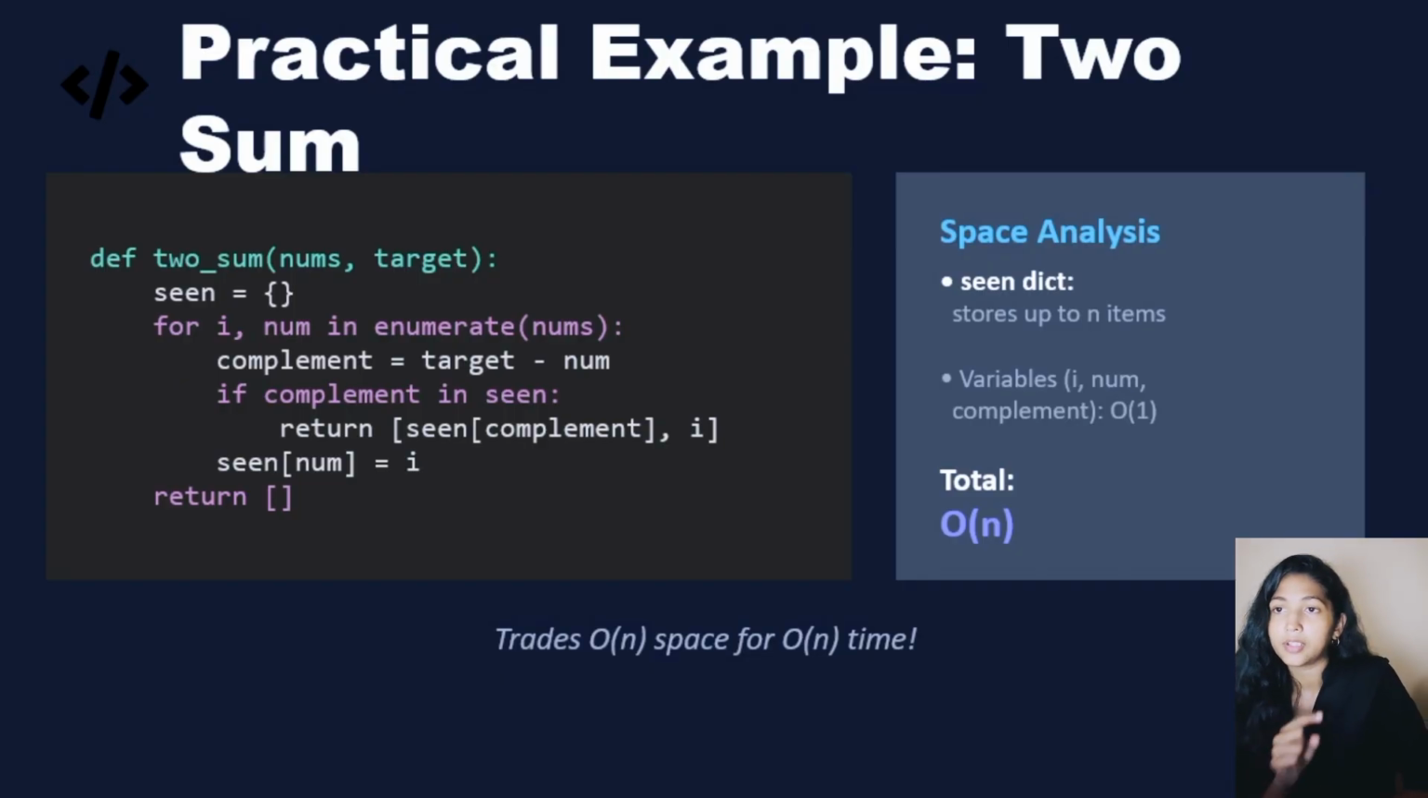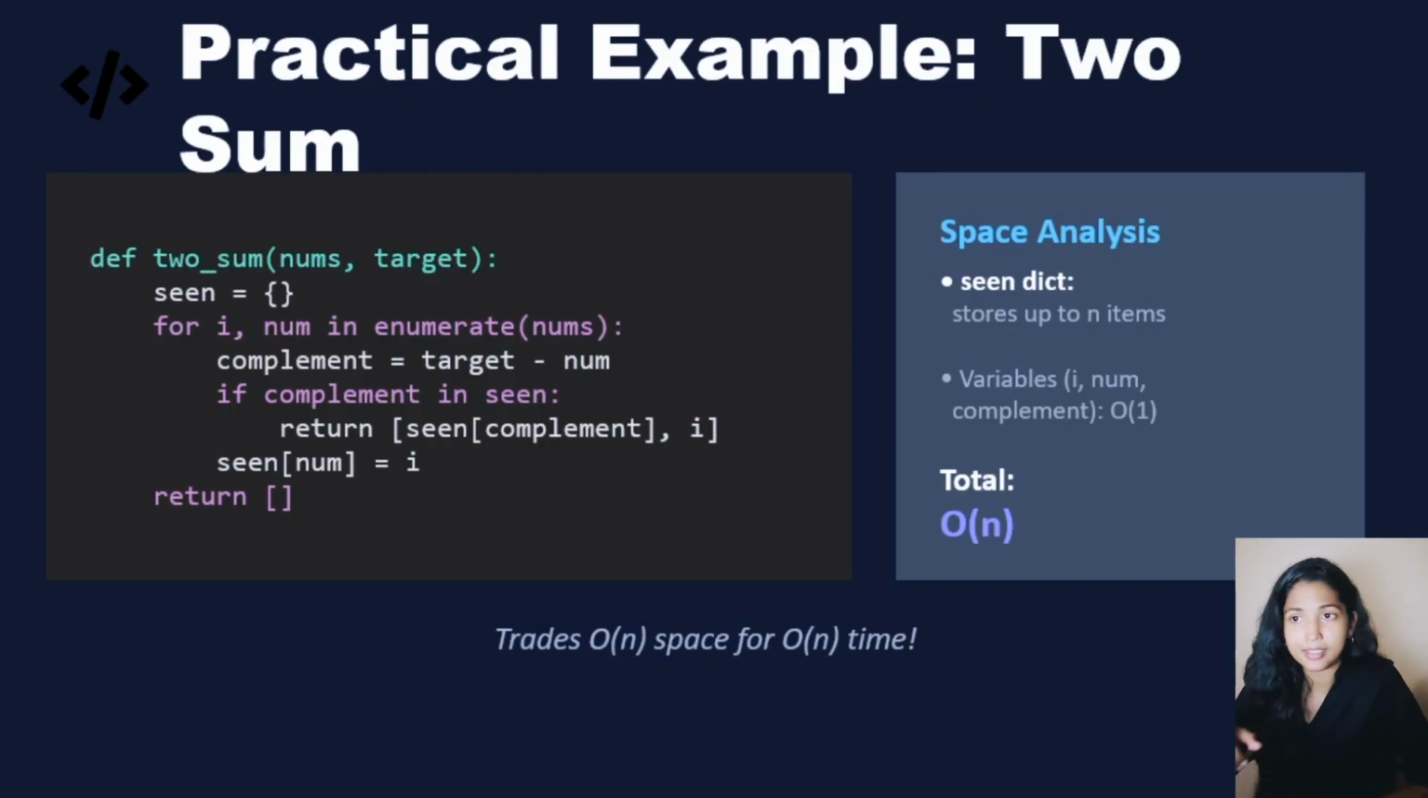seen[num] = i. If we didn't find the partner yet, we put the current number into our memory so that a number later in the list can potentially match with it. We'll explain why this is better. If we use two for loops to compare every number, it would be slow. By using the seen dictionary, we only pass through the list one time. So this code has the features: speed, effort, and trade-off.